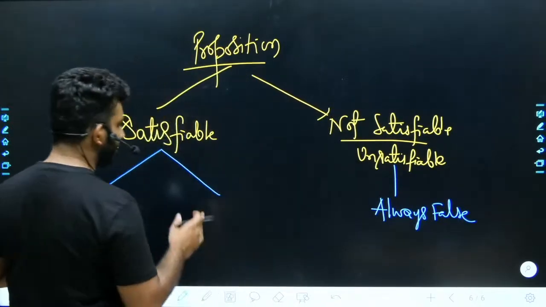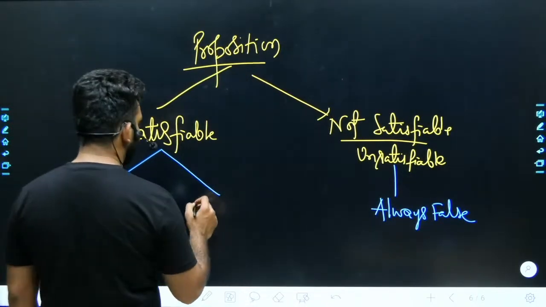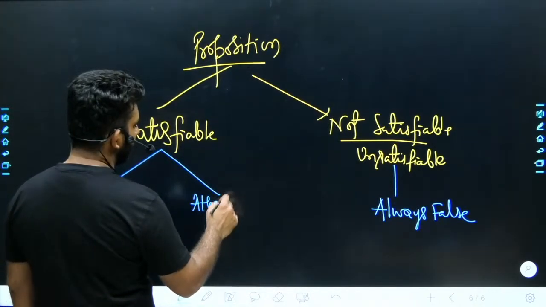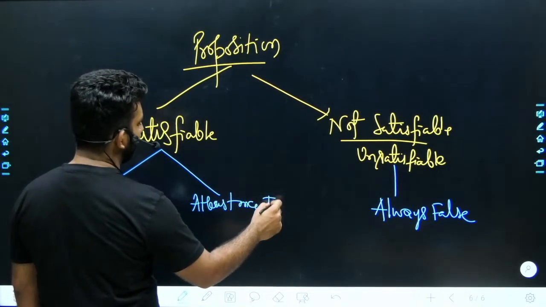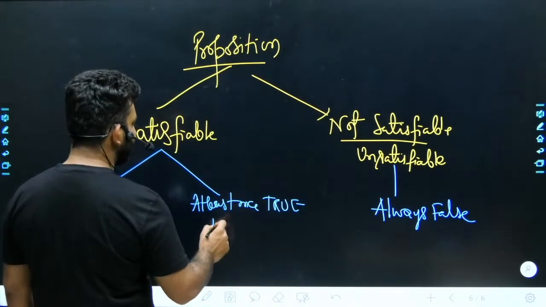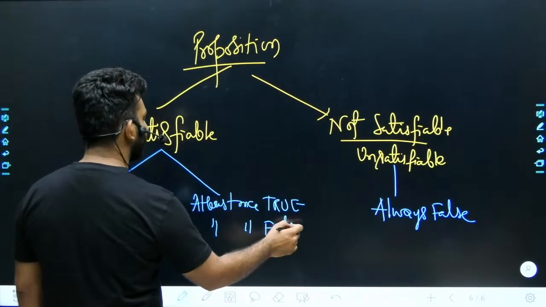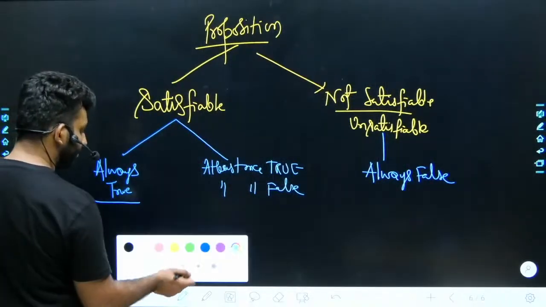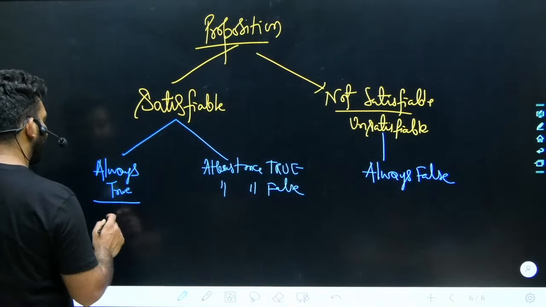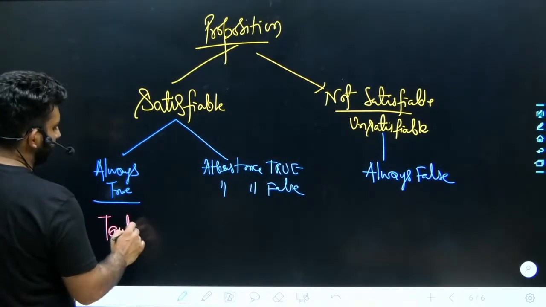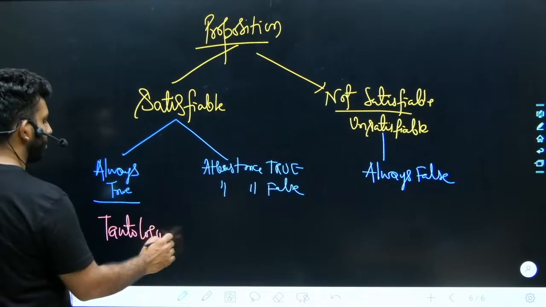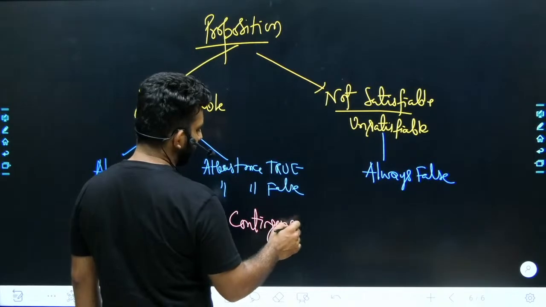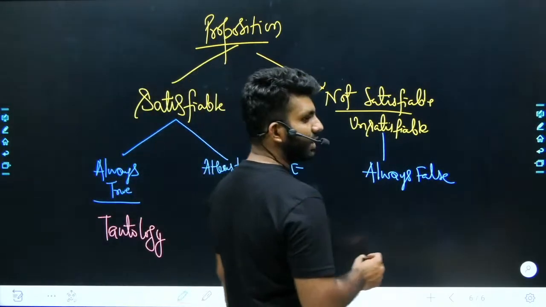And there is a mid situation also. At least once it's true, and at least once it is false. Okay, so the situation over here we call, this one is called what? This one is called your tautology. Over here we call it contingency. Okay, over here we call it contradiction.